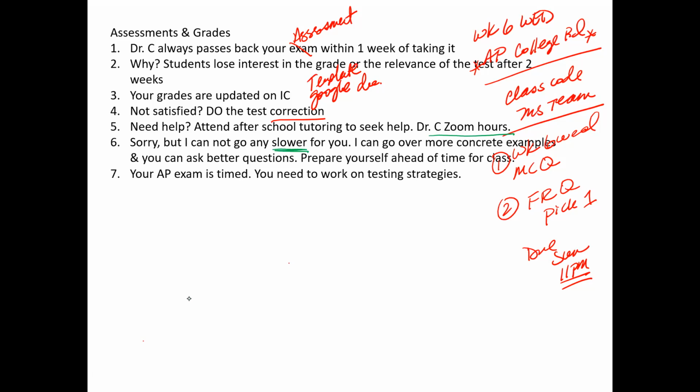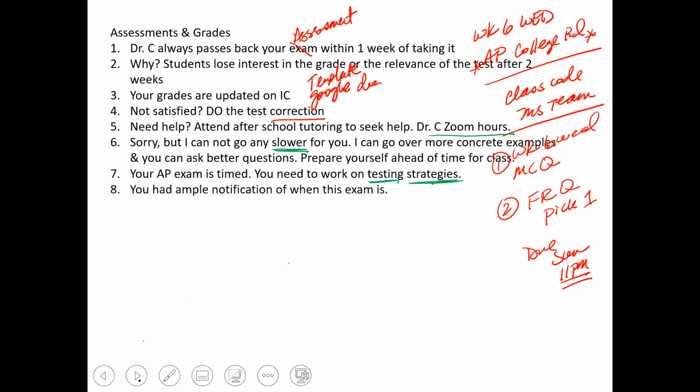So my recommendation is make sure you read your notes ahead of time so you are prepared for class. Your AP exam is timed, so you do also need to work on strategies. I'm not just going to be teaching you the content, but also strategies on how you can save time on the AP exam. Last year, I had several students get a 5, which is a perfect score. The number one recommendation they said was that they definitely prepared ahead of time and didn't procrastinate to the very end of the semester.